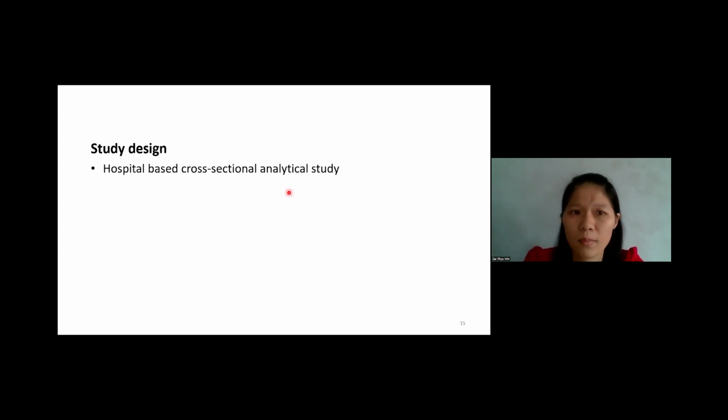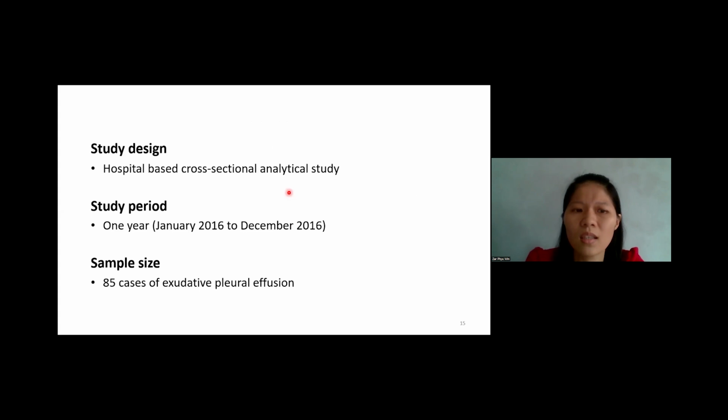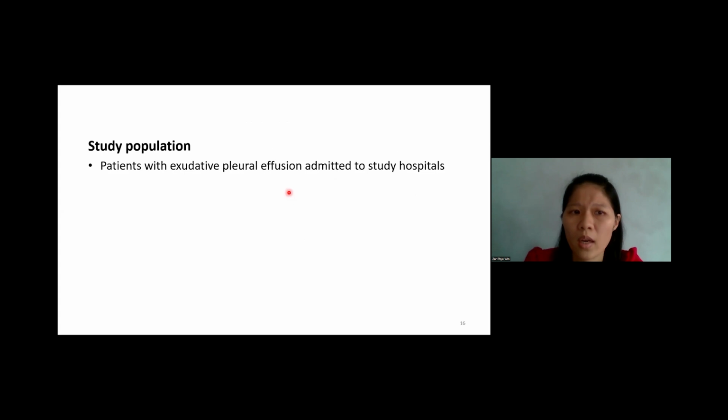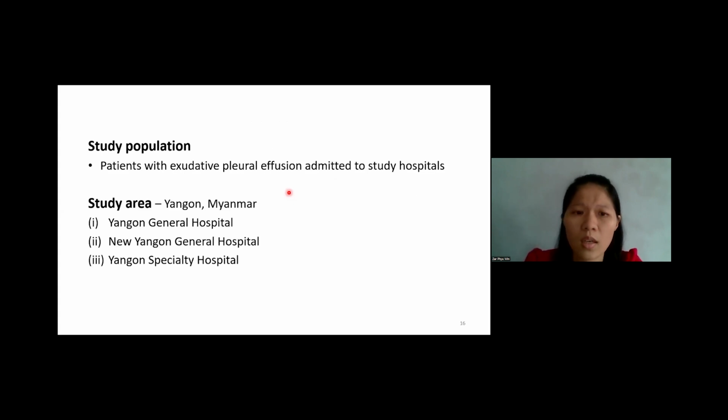So this is the research methodology. It is a hospital-based cross-sectional analytical study. Study period was 1 year from January 2016 to December 2016. The sample size was 85 cases of exudative pleural effusion. Study population were people with exudative pleural effusion admitted to study hospital, New Yangon General Hospital, and Yangon Specialty Hospital, Myanmar.